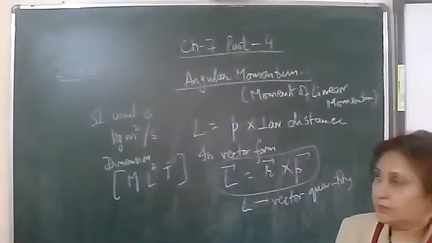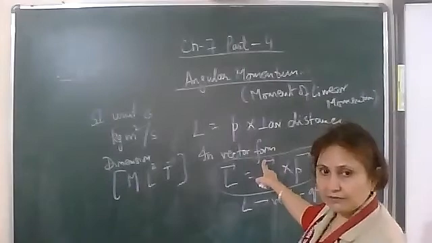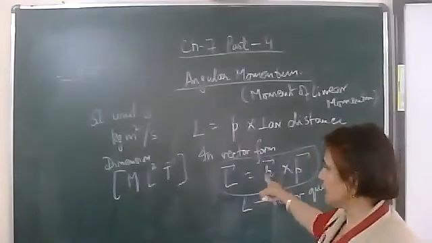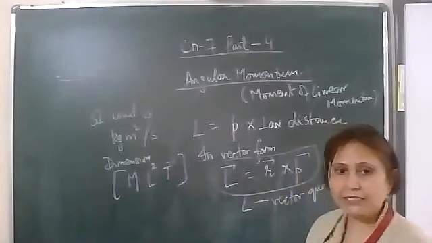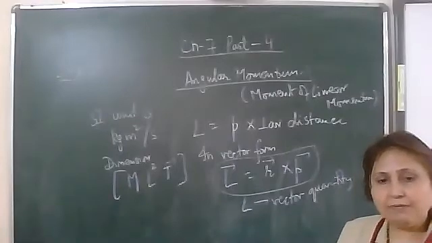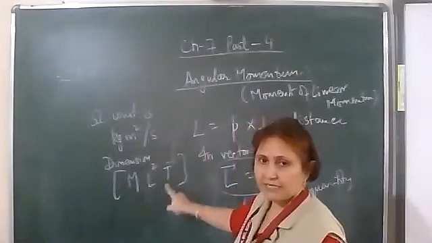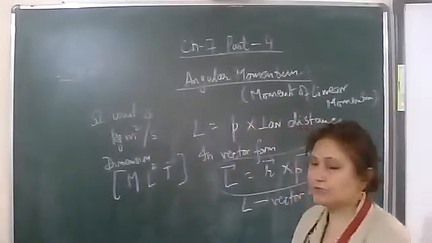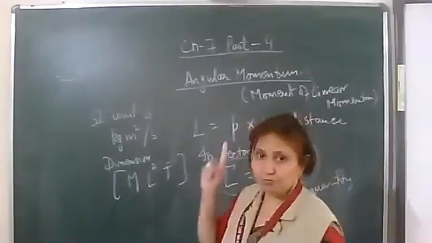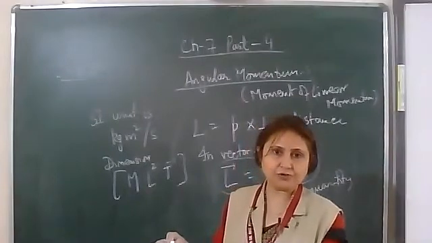Okay, now here, P into perpendicular distance, let's complete it. Then in vector form, R cross P vector, a vector quantity. Direction will be perpendicular to the plane containing R and P vectors. If R and P are lying in the XY plane, L will be acting along the Z axis. SI unit kg meter square per second, and this is its dimensional formula, M L square T raised to the power -1.